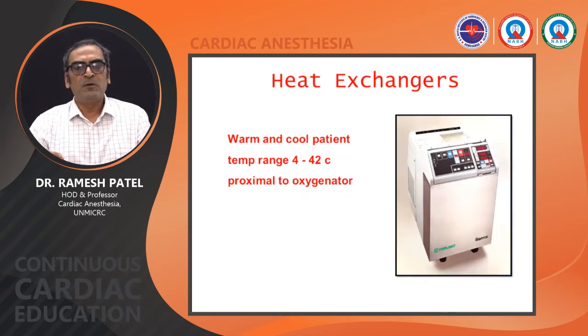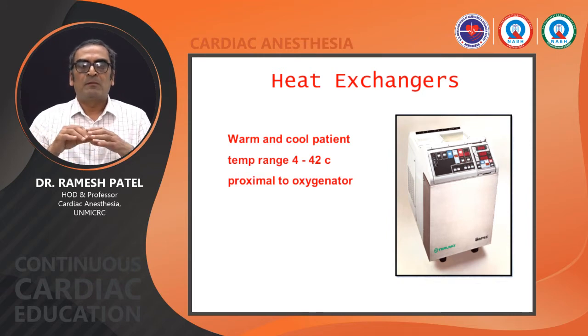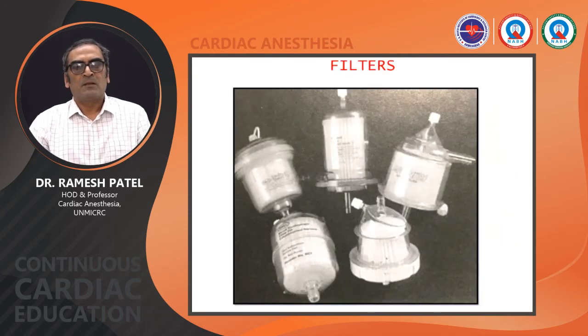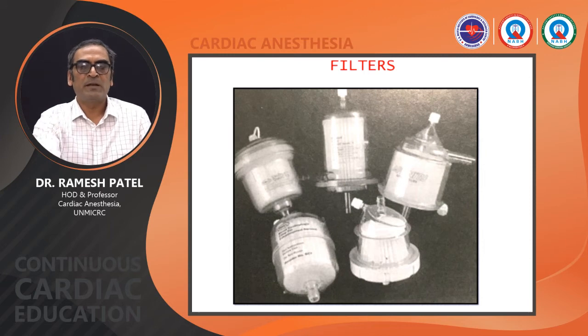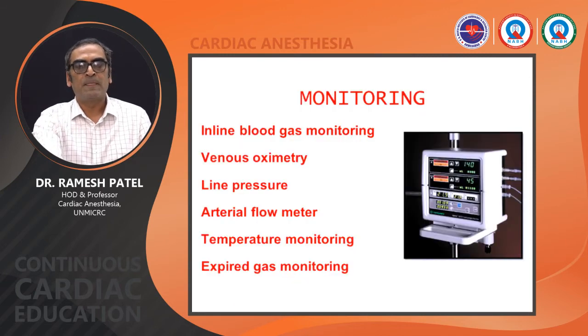Another important part of the CPB circuit is the heat exchanger. With the help of this machine, we can warm or cool the patients according to the surgery or the needs of the patient. The temperature can be managed from 4 to 42 degrees centigrade, and it is placed proximal to the oxygenator. These are the filters. The function of the filters is to remove excess water as well as inflammatory mediators. This is also an important part of the CPB circuit.